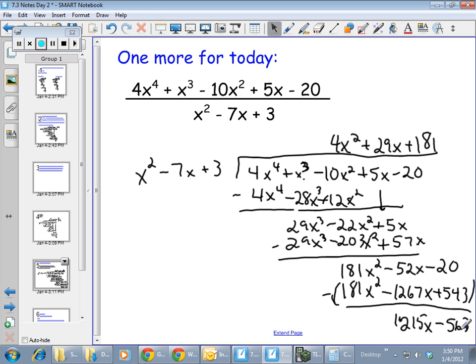So this is our remainder. And so it would be plus, and I'm going to run out of room here, so I'm going to write it up here. It's going to be 1,215x minus 563 over x squared minus 7x plus 3. So that's our remainder. And that's it. I say that like it's so easy. It's not easy. But when you multiply by an x squared, it's a little bit trickier.